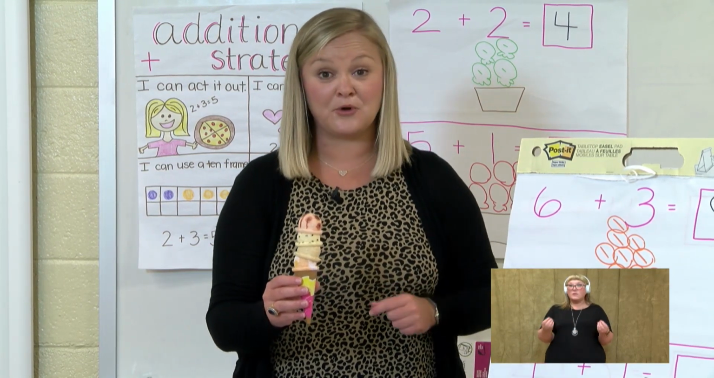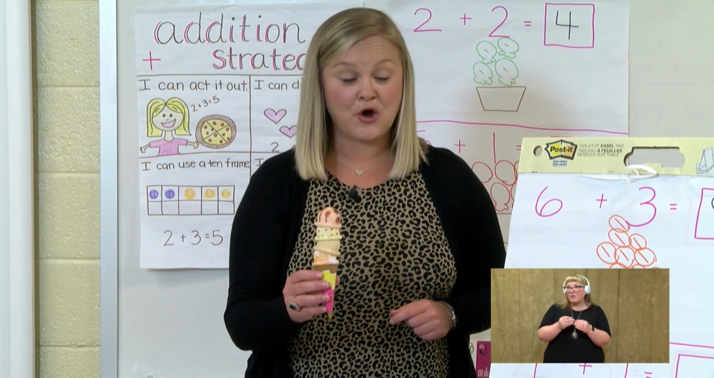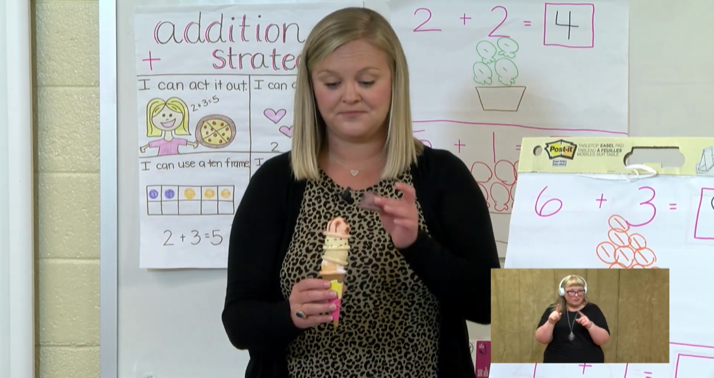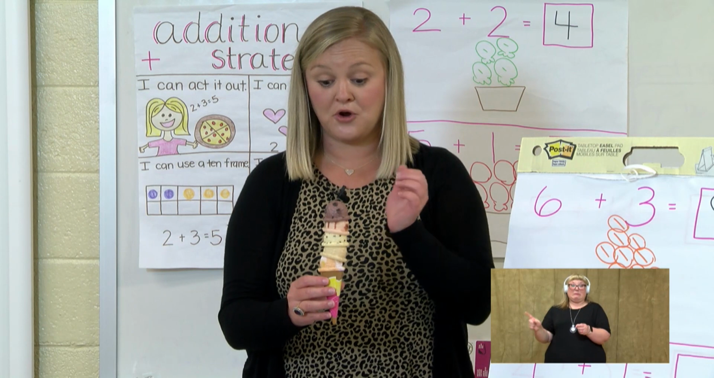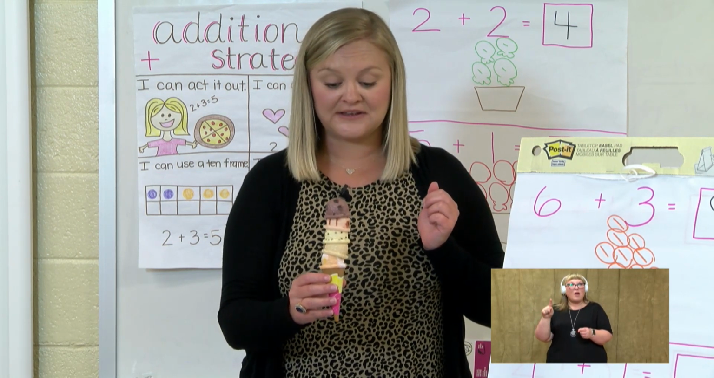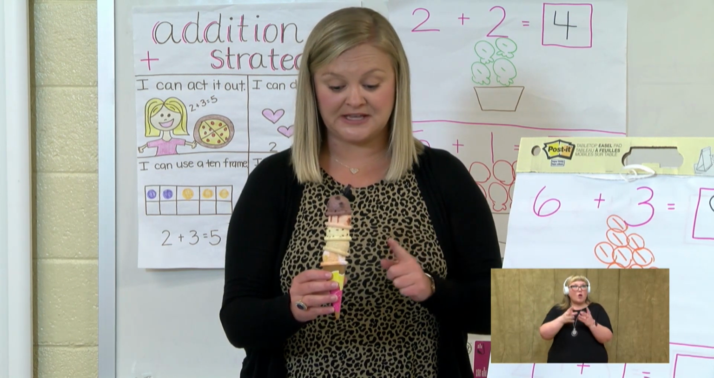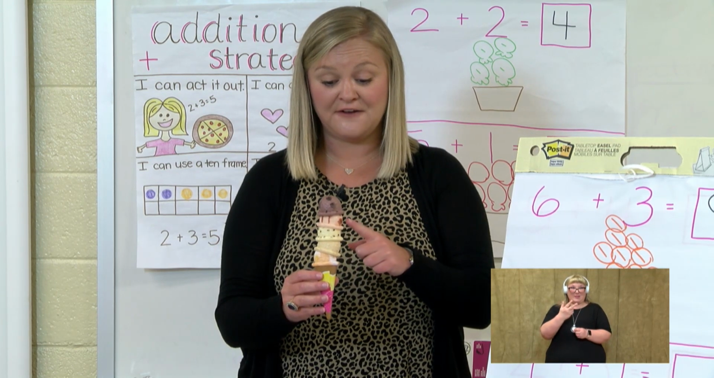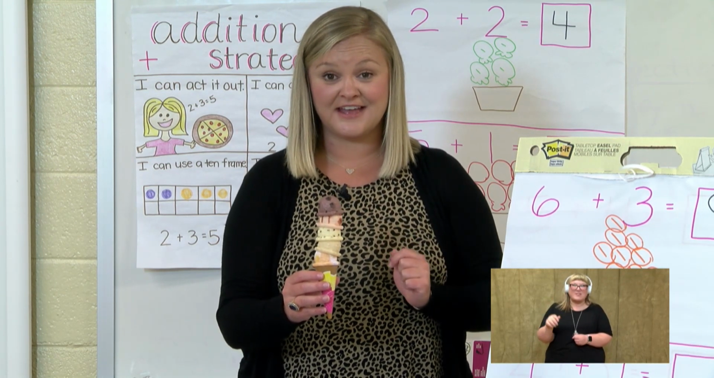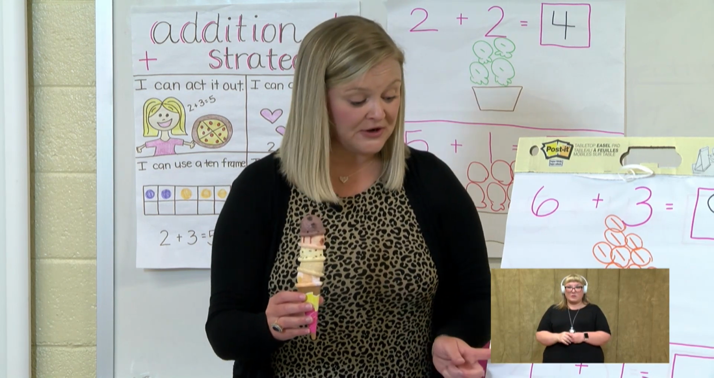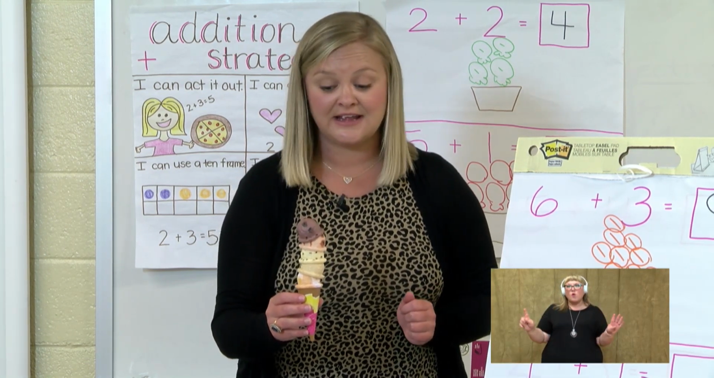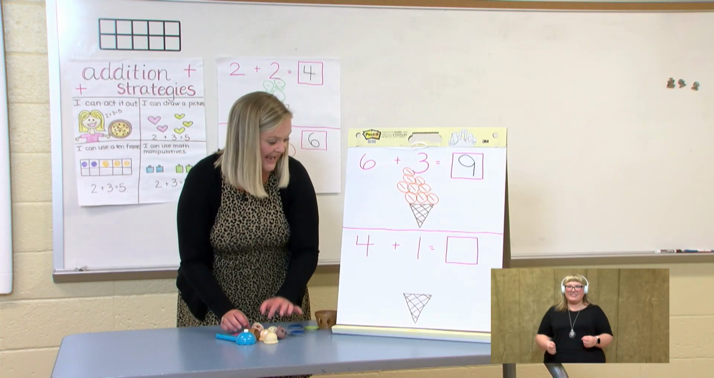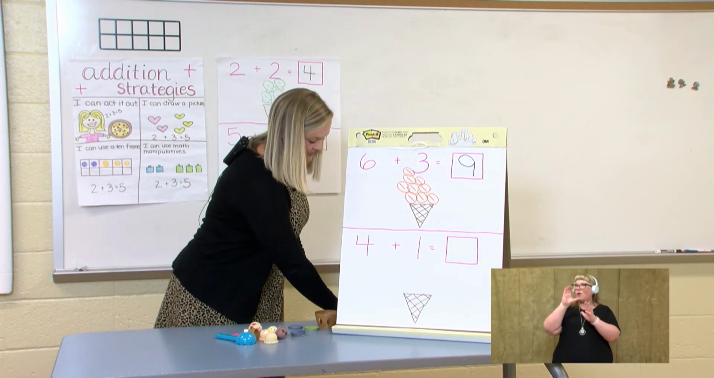Now, how many more do we need to add? 1 more. You think it's going to fit? Let's see. 1 more. It does. Let's count all of our ice cream scoops up. 1, 2, 3, 4, 5. So when we put our ice cream scoops on, what is 4 plus 1? Equals 5. All right, now that we've acted it out, let's draw our picture.